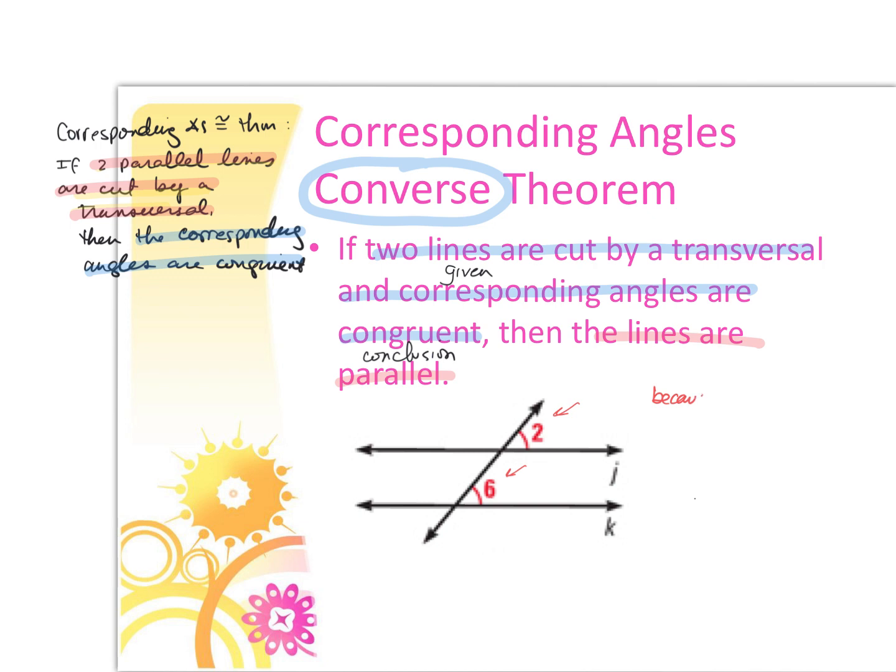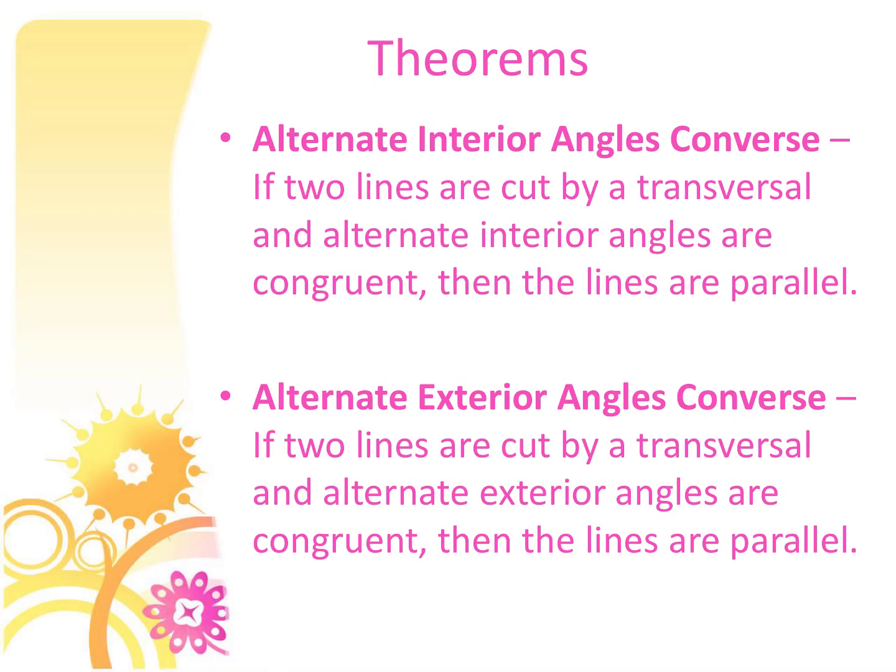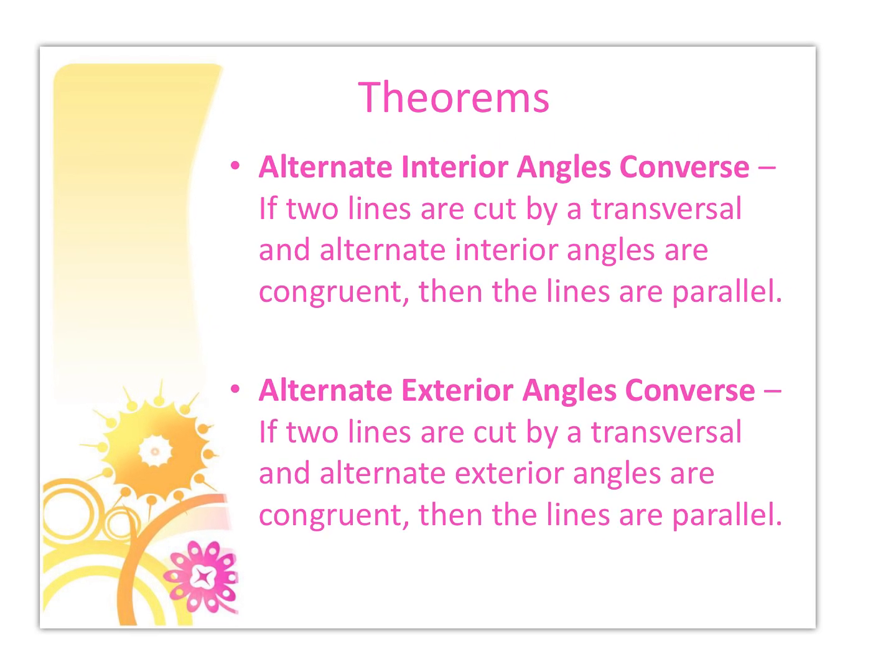So because the corresponding angles are congruent, angle 2 is congruent to angle 6, then line J and K are parallel. And so again, it sounds like you're saying the same thing, but it's totally different. The given and the conclusion are completely opposites. And so guess what? All the other theorems that we learned in 3.2 rather, now we're going to have converses to all of them.